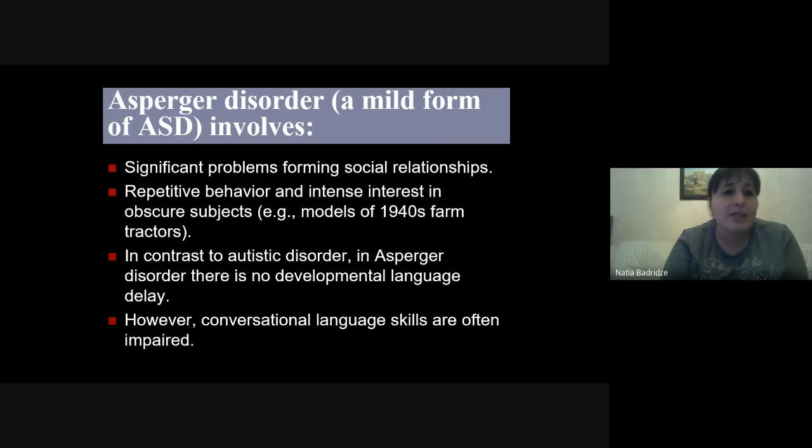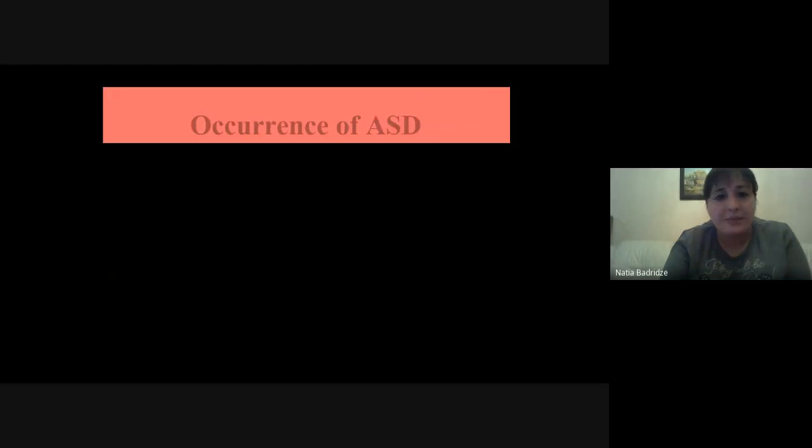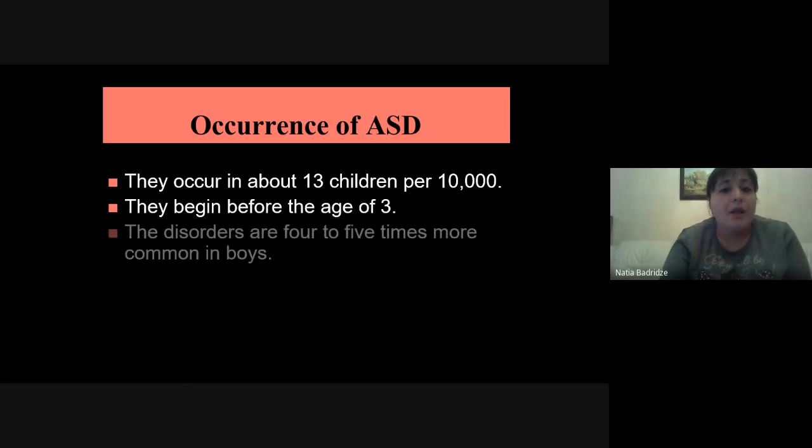In autistic spectrum disorder, we have developmental language delay. In Asperger disorder, there is no developmental language delay. However, the conversational language skills are often impaired in Asperger disorder also. So this is a mild form of ASD.